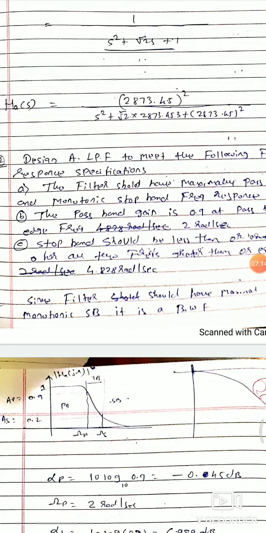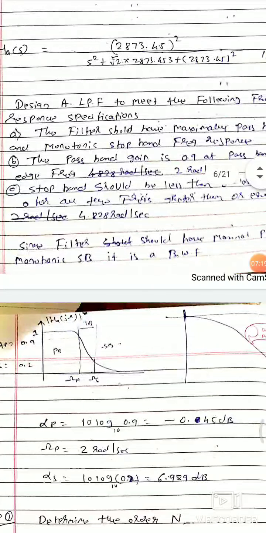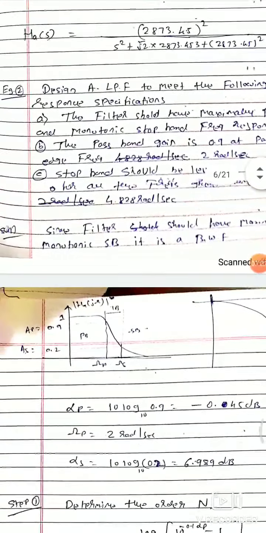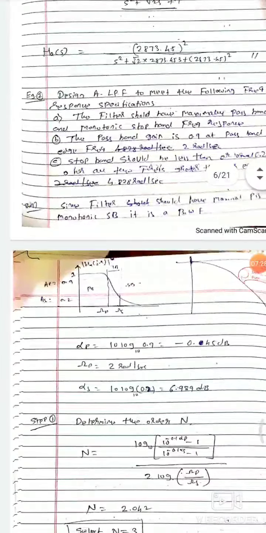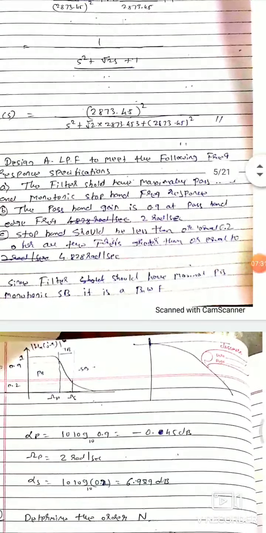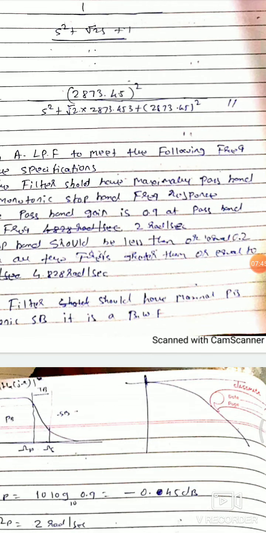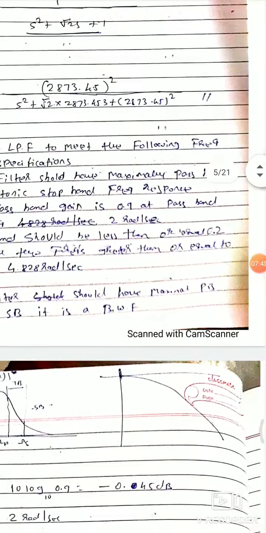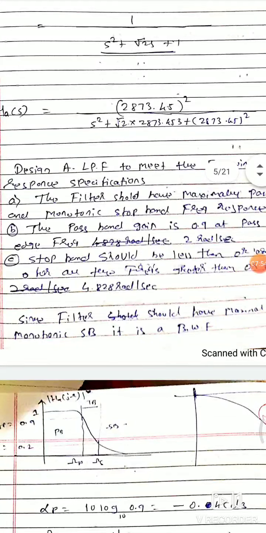There is one more example here which you can check. It is given in the notes. Design an LPF to meet the following frequency response specification. The filter should have a monotonic pass band and monotonic stop band frequency response. The pass band gain is 0.9 and the pass band edge frequency is 2 radians per second. The stop band gain should be less than or equal to 0.2 for all the frequencies greater than or equal to 4.82 radians per second.